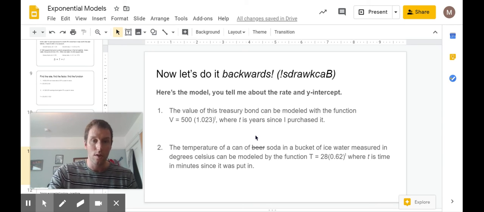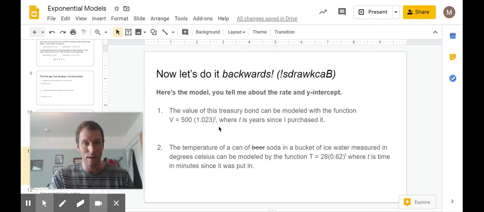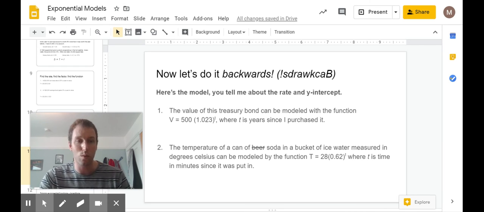All right. So this is my 1 plus r. There's the 1. That's got to be the r, 0.023 or 2.3%. This is a number that's bigger than 1, so this treasury bond is growing at a rate of 2.3%, which is about right for a treasury bond. Every year it's worth 2.3% more than it was worth the year before.